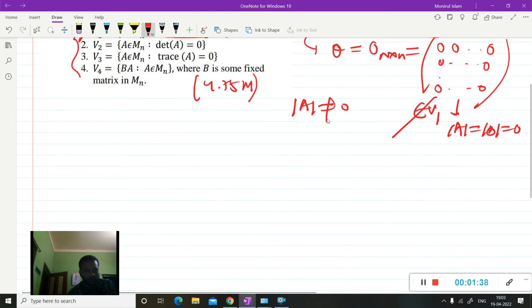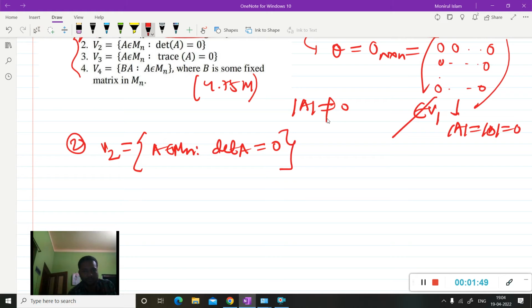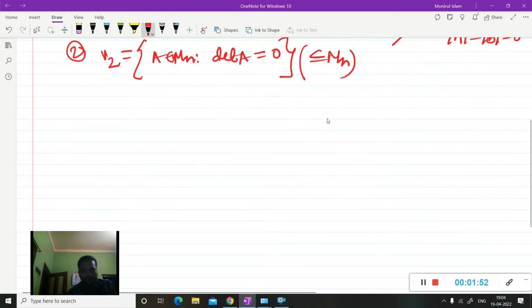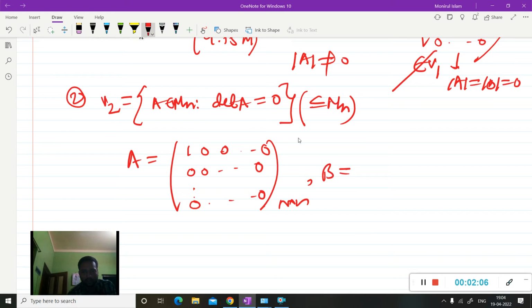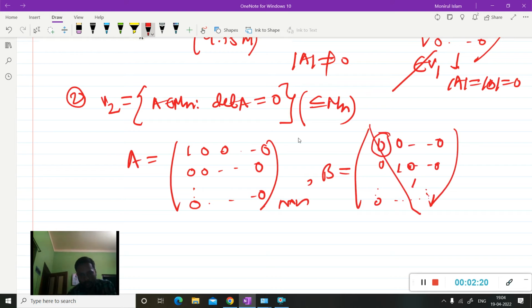Now we go to option 2. Option 2 is V2, the set of all those n cross n matrices such that determinant A is 0. It is a subset of Mn. Is it a subspace? No, it is not a subspace. See, if I choose the matrix A, an n cross n matrix, and another n cross n matrix B, which are diagonal. For A, A11 is 1 and A22, A33 up to Ann are all 0. For B, the first entry is 0 and the remaining diagonal entries are 1.